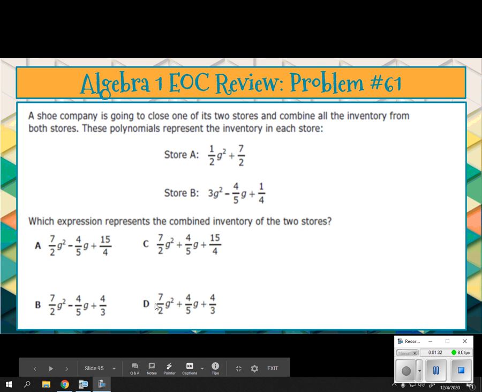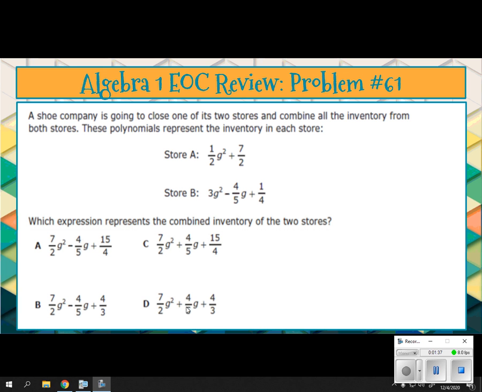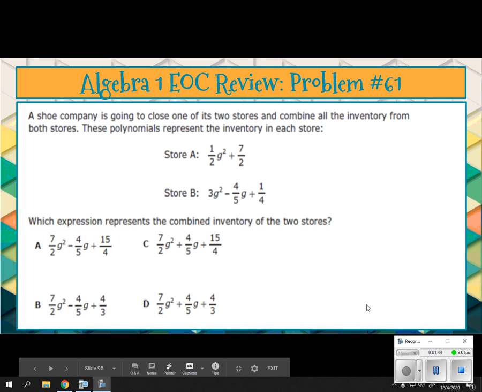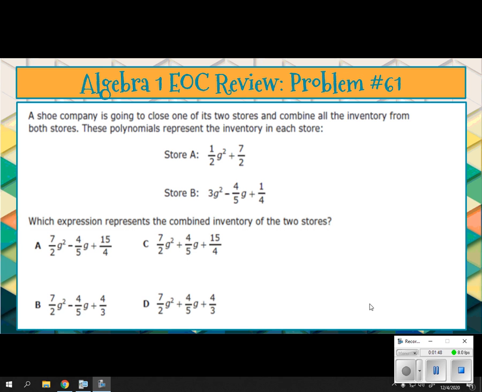So let's see, where are they different? These ones have a negative 4/5. C and D have a positive 4/5. Here we have a 15/4, and here we have a 4/3. So we do have to look at these a little bit more. Notice that store A does not have a G term, so it's definitely going to be a negative 4/5. So it's either going to be A or B.